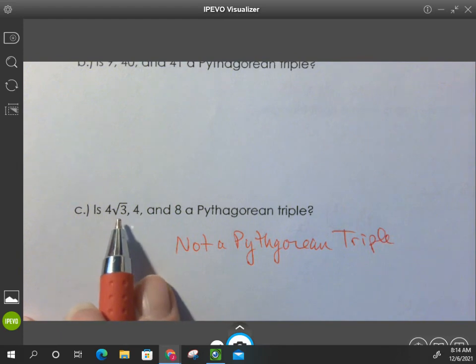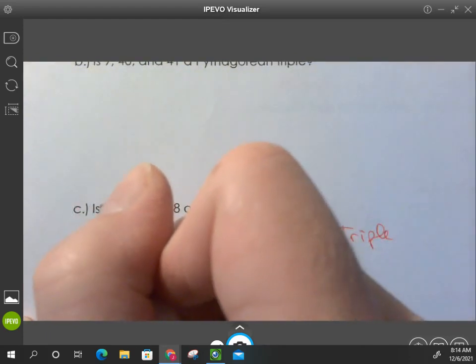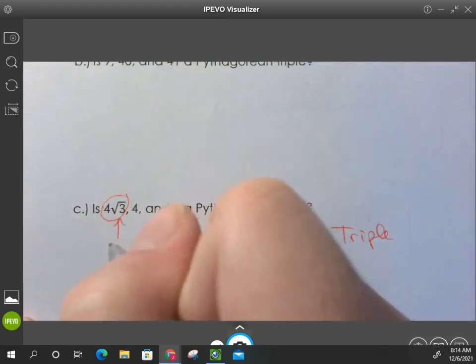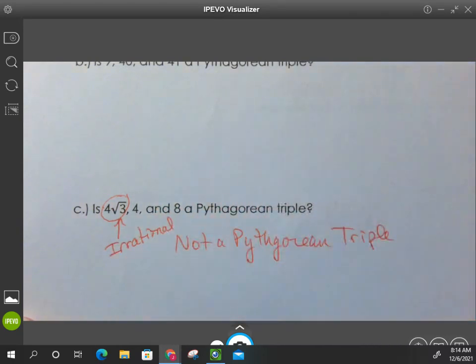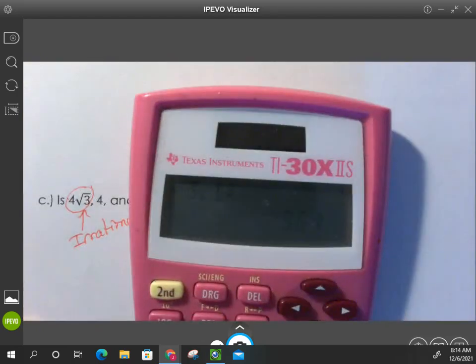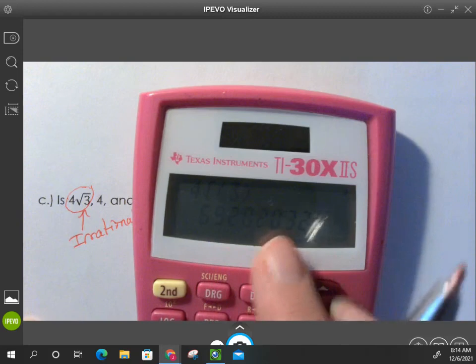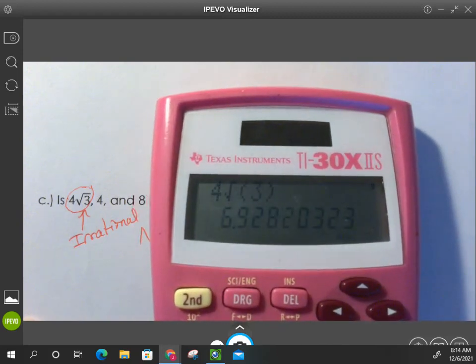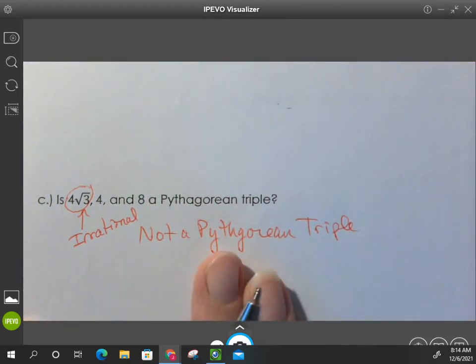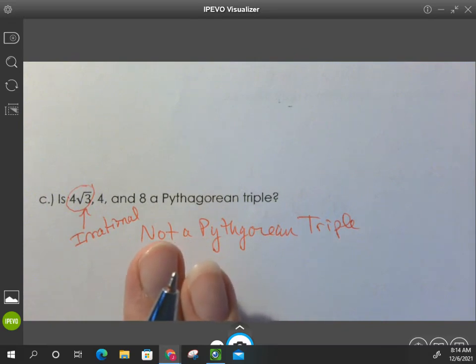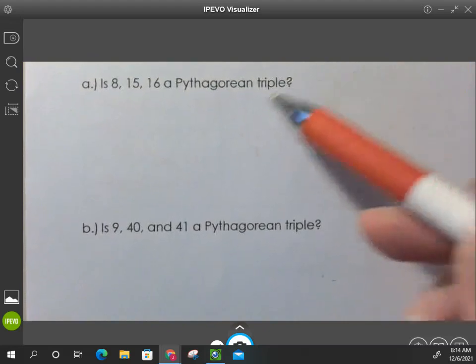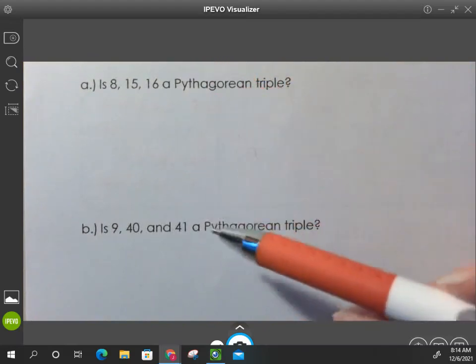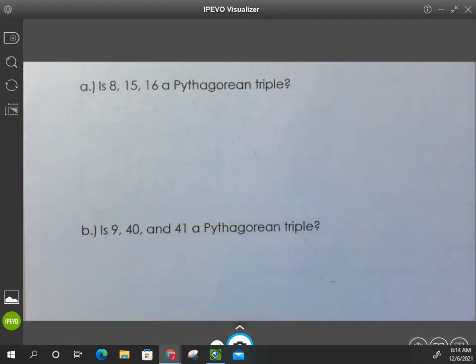Because the minute I have 4 square root of 3, this is an irrational number, because for the square root of 3, there's nothing that gives me a whole number. If I type in 4 square root 3, see how I have to round it? It's not a whole number. So I don't even need to test this. Now, this could be a right triangle, but it's definitely not a Pythagorean triple. So do me a favor, test and see if these are right triangles. If they're right triangles, then they are Pythagorean triples.